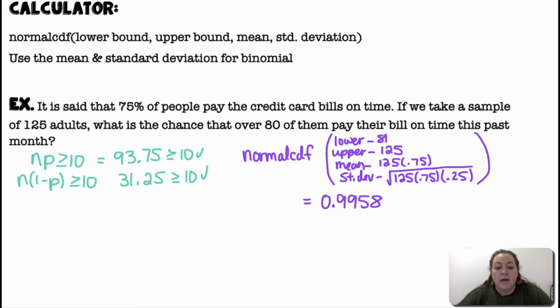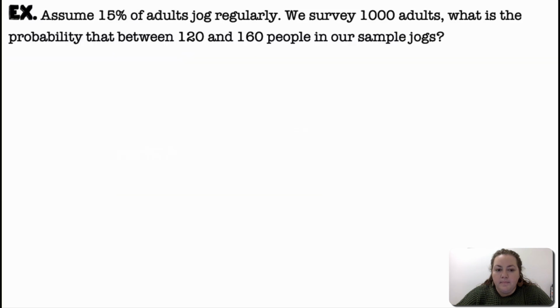My lower bound would be 81. My upper bound would be 125, because the highest it's going is to 125. It says over 80, so I'm going to go 81 and above. My mean is n times p, and my standard deviation is the square root of n times p times 1 minus p, and I get 0.9958. All right? And make sure you're labeling all of that.